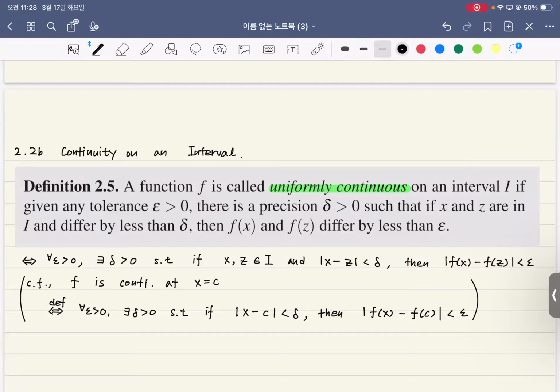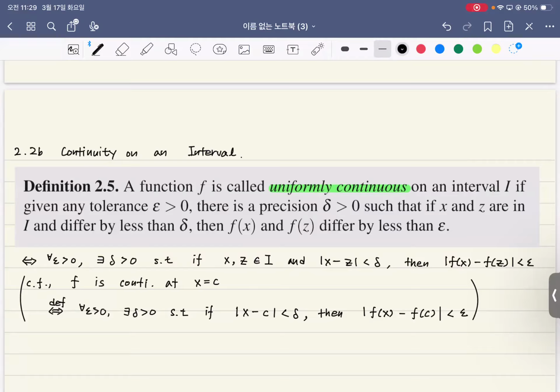Now, the difference between this definition and that definition is even clearer to me. For this definition, what was the range of x? The point c is fixed, and we are only interested in the function values on the delta neighborhood of c. If the function values for the x in the delta neighborhood of c satisfy this inequality, then we are good.